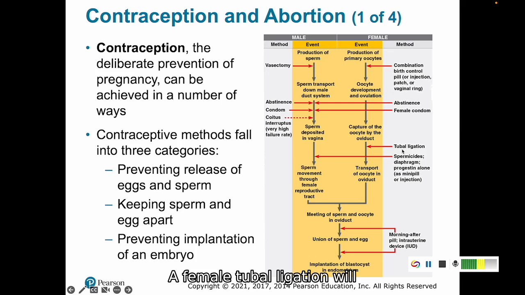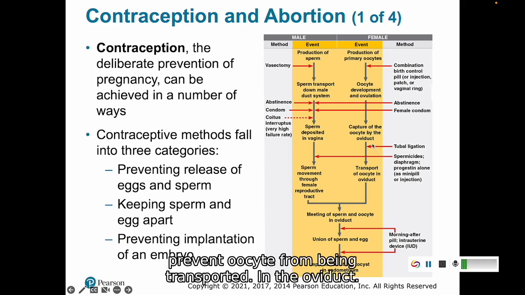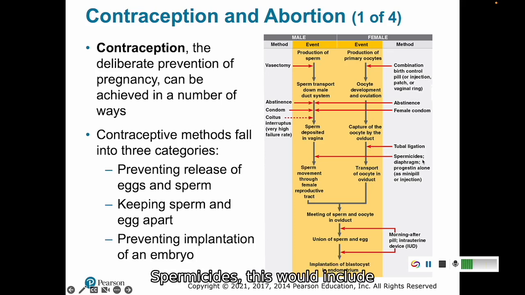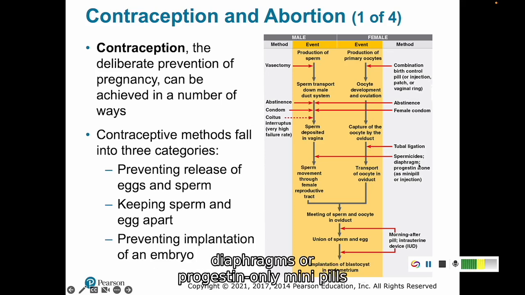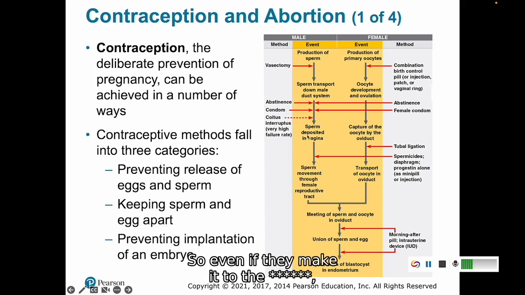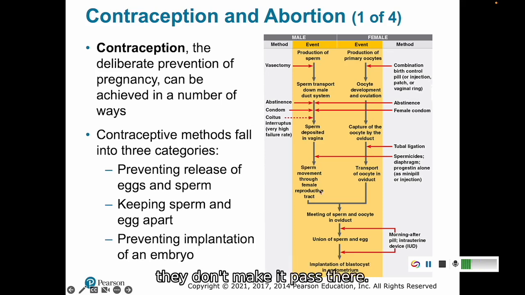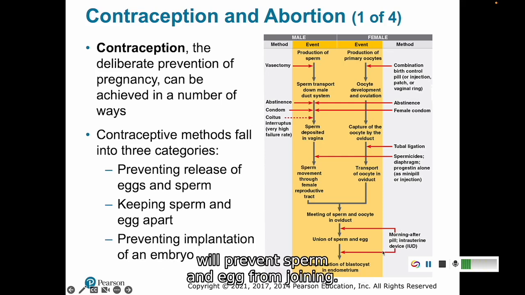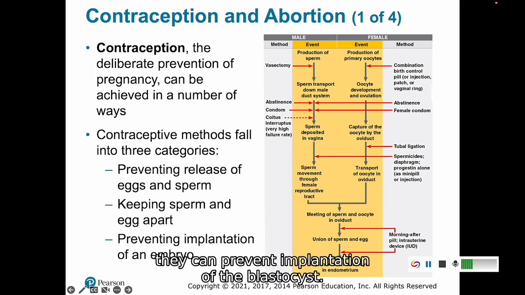A female tubal ligation will prevent an oocyte from being transported in the oviduct. Spermicides, this would include diaphragms or progestin-only mini pills or injections, prevent sperm from moving through the female reproductive tract. So even if they make it to the vagina, they don't make it past there. And then morning after pills and IUDs will prevent sperm and egg from joining. And if they are taken immediately after sperm and egg join, they can prevent implantation of the blastocyst.